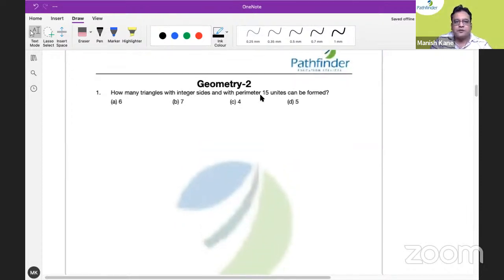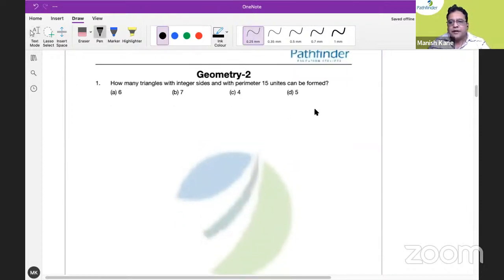So here comes the first question. How many triangles with integer sides and with perimeter 15 units can be formed? So your time has started. You have 2.5 minutes for this question. Try to solve this question.